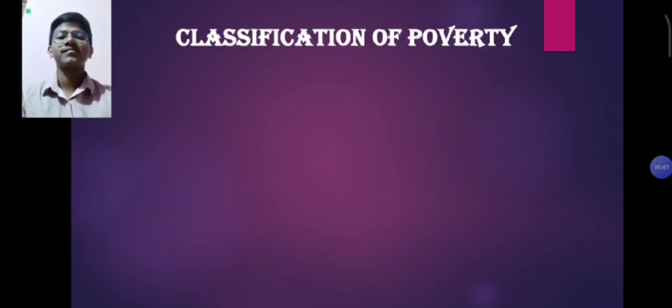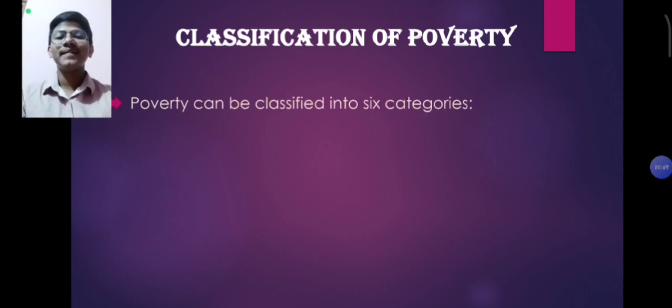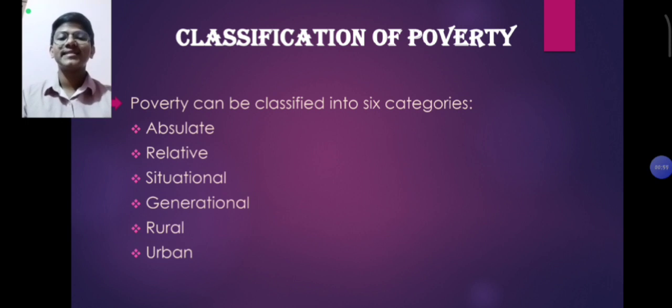Now, the classification of poverty. Poverty can be classified in 6 categories. Those are absolute poverty, relative poverty, situational poverty, generational poverty, rural poverty, and urban poverty.